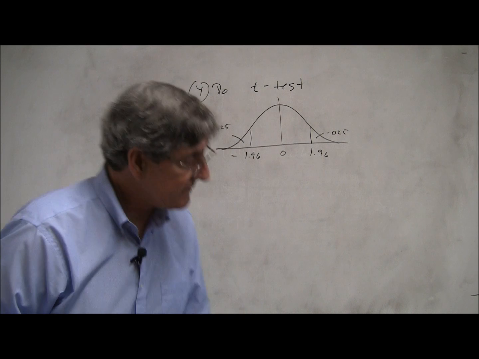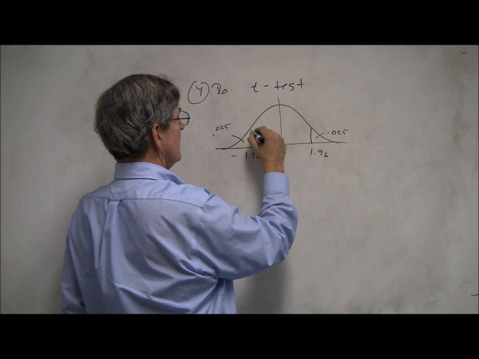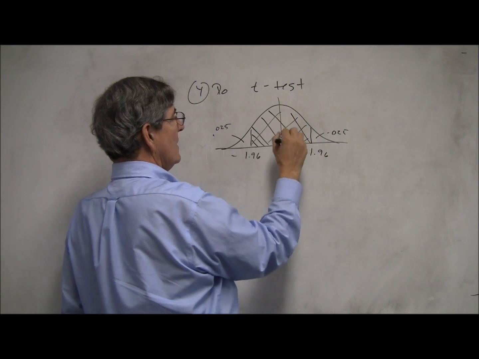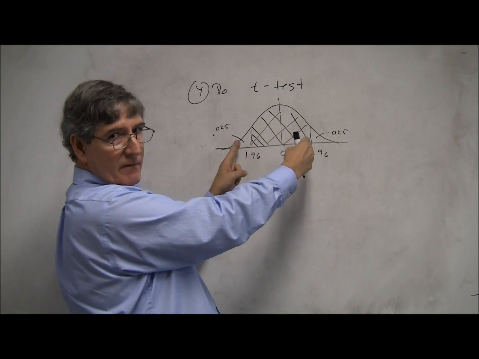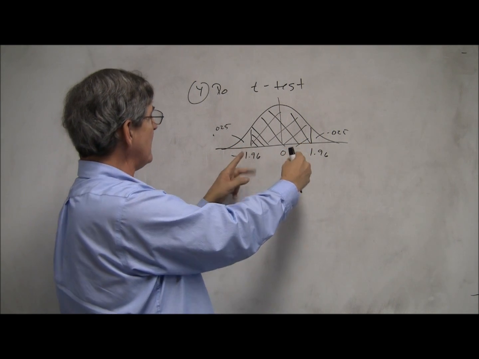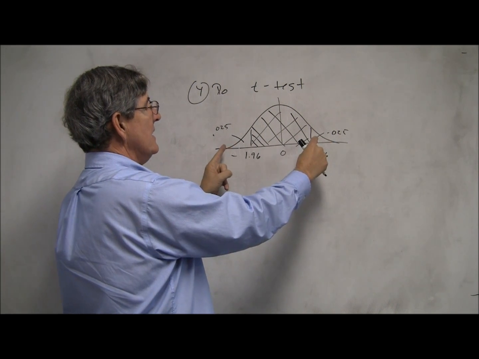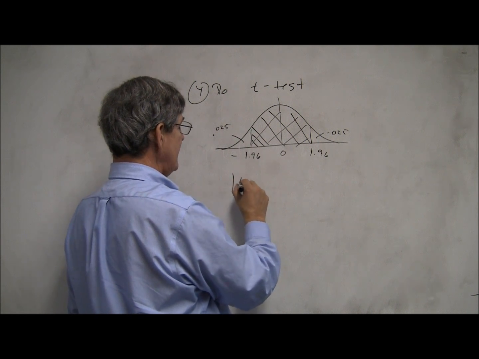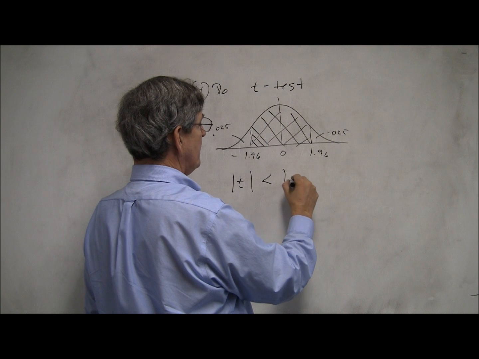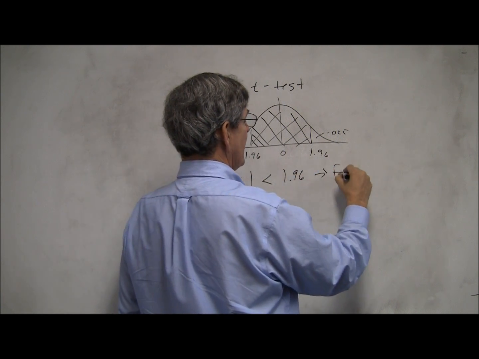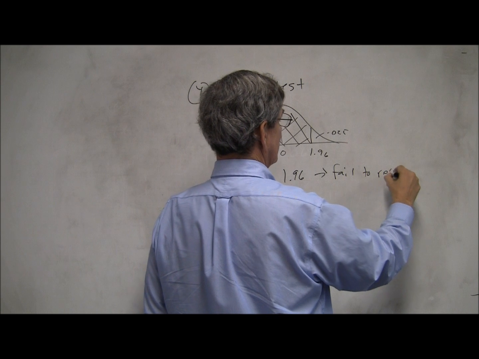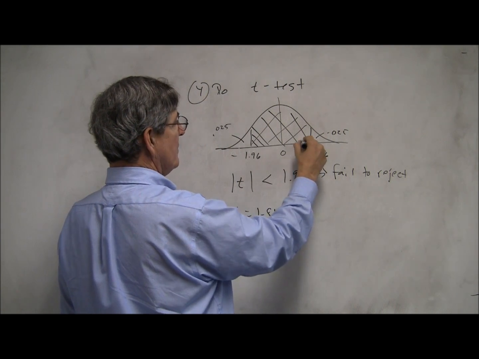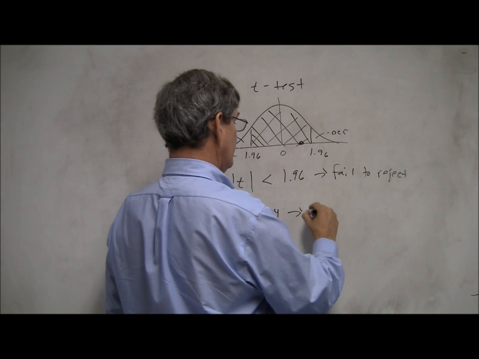So what we're going to say is if the t is somewhere in this range, in between the two, that's the fail to reject. We're not far enough away from the hypothesized value to reject. But if we end up in either one of these tails, then we're going to reject. So what you look at is whether the absolute value of your t is less than 1.96, then you fail to reject. So in our case, since t is 1.84, we're in here somewhere. We fail to reject the null.